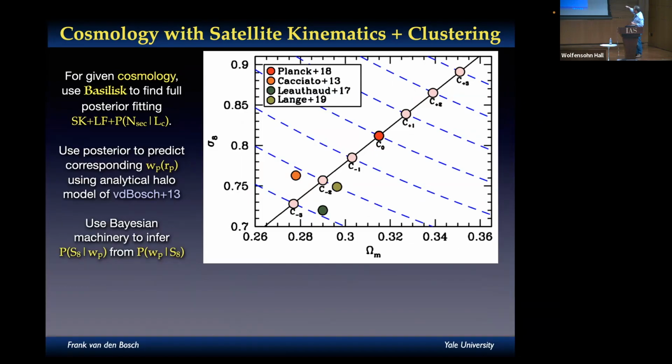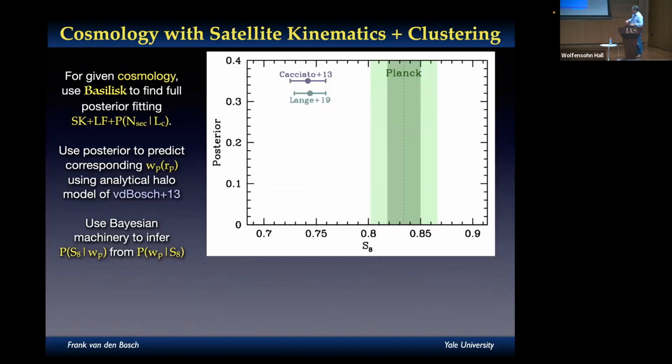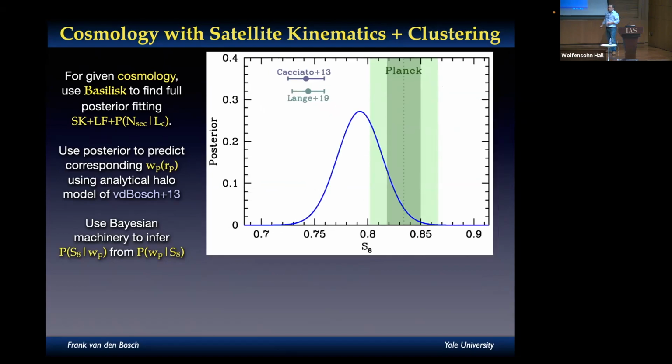So here's a Planck cosmology, and we run a bunch of cosmologies, actually a bunch more than what is shown here, in this direction. Okay? And for each of those, we do the analysis. So that I can show you. This is S8. Here is a Planck constraint and a 1 and 2 sigma constraint from Planck. Here's the results that we had in 2013 and 2019 from lensing plus clustering. And here is our results from satellite kinematics plus clustering.